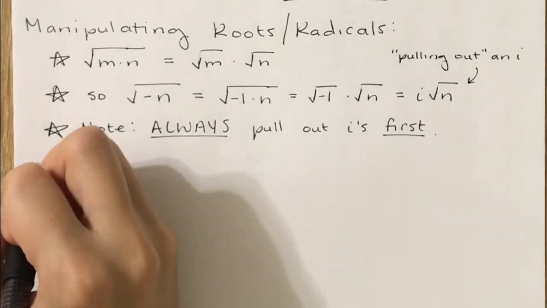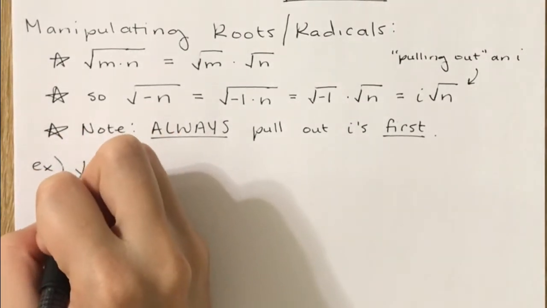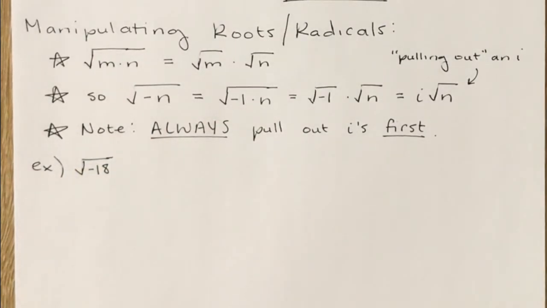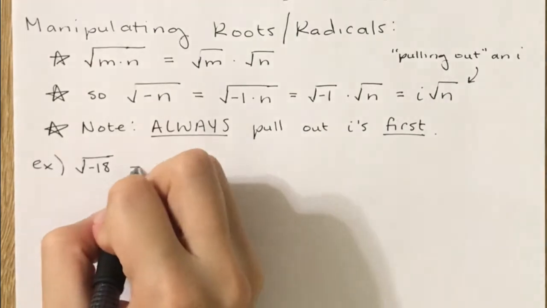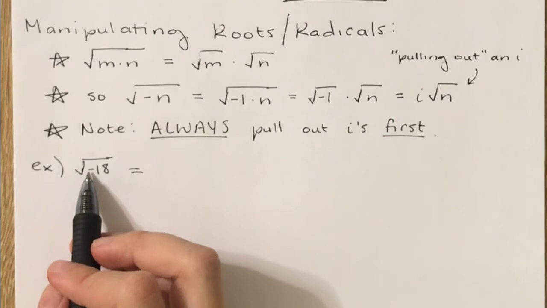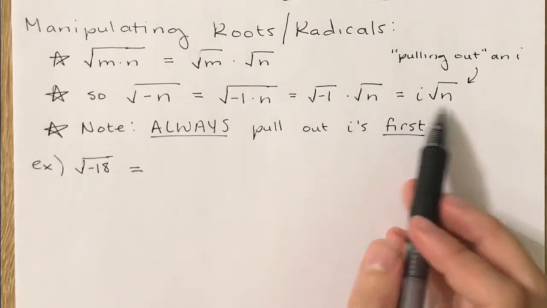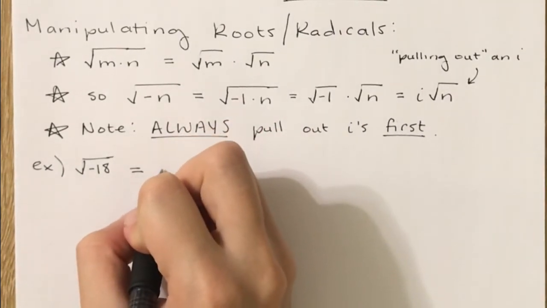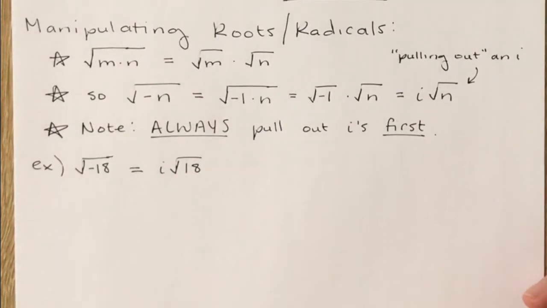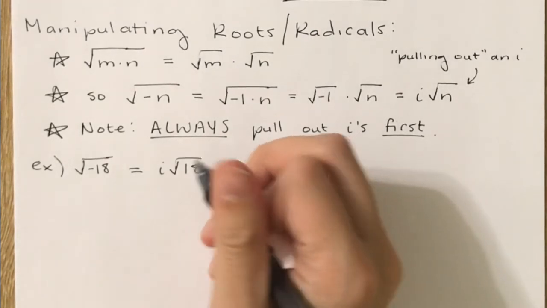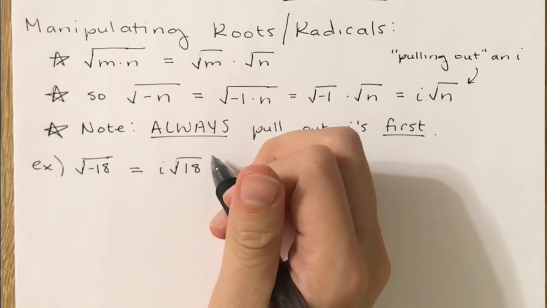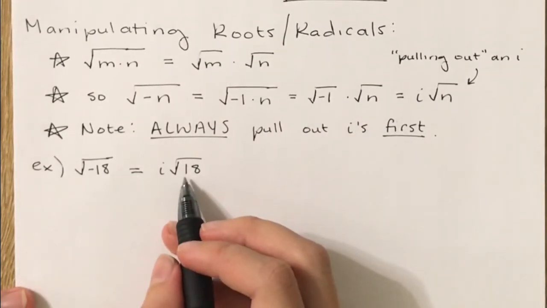So for instance, if we had something like the square root of negative 18, we would want to pull out this negative, right? Remember, the square root of negative n is equal to i times the square root of n, so this is going to give us i times the square root of 18. And now from here, we're going to want to simplify this square root. How can we do that? Use the factors to our advantage.